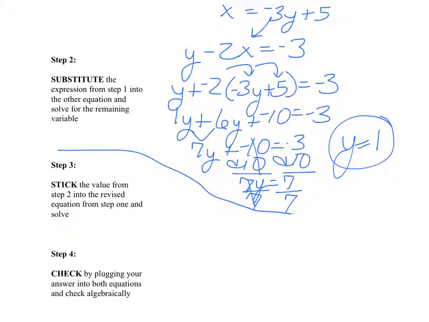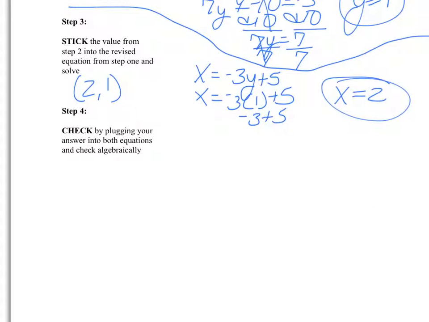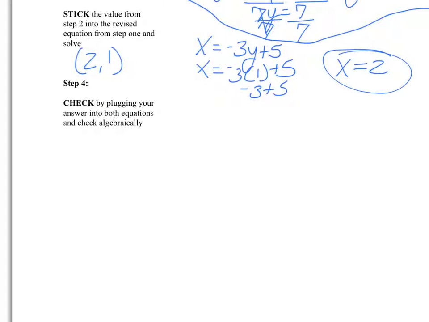Now in step 3, what you're going to do is plug back in to step 1, so that x equals negative 3y plus 5. So x equals negative 3 times 1 plus 5, negative 3 plus 5, x equals 2. Final answer, x goes first, 2, 1. And then the last piece is to check it back in the original equations.